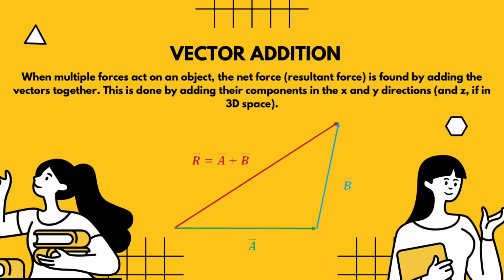Finally, there is vector addition. When multiple forces act on an object, the net force or the resultant force is found by adding the vectors together. This is done by adding their respective components in the x, y, or sometimes z directions.